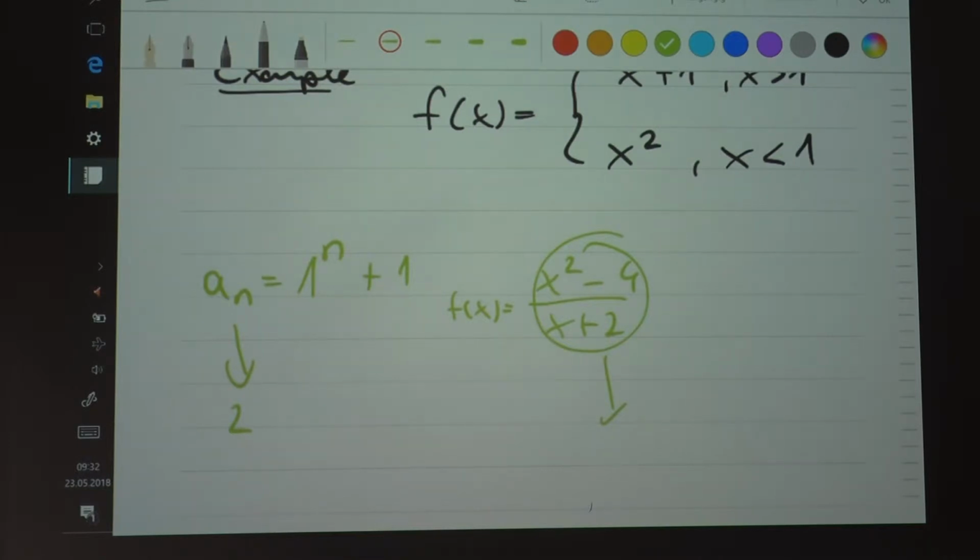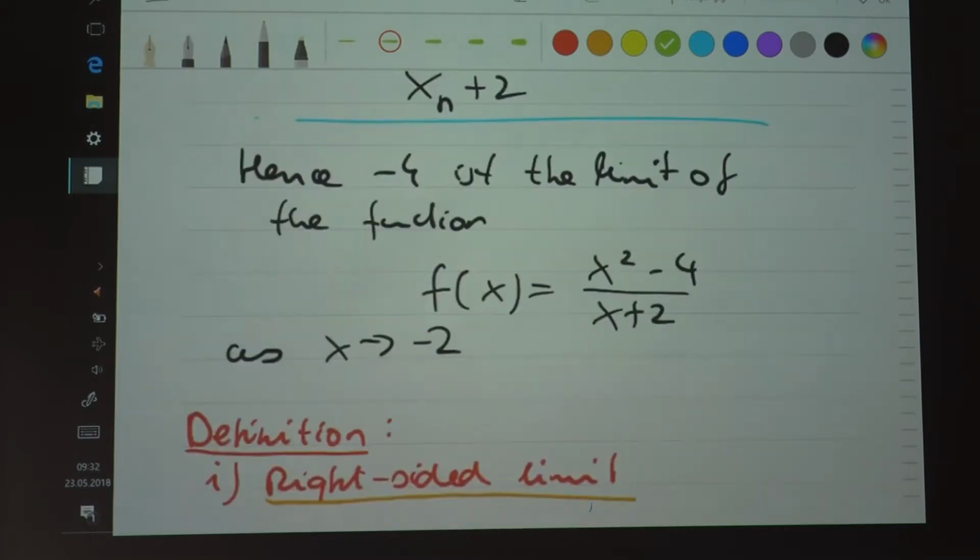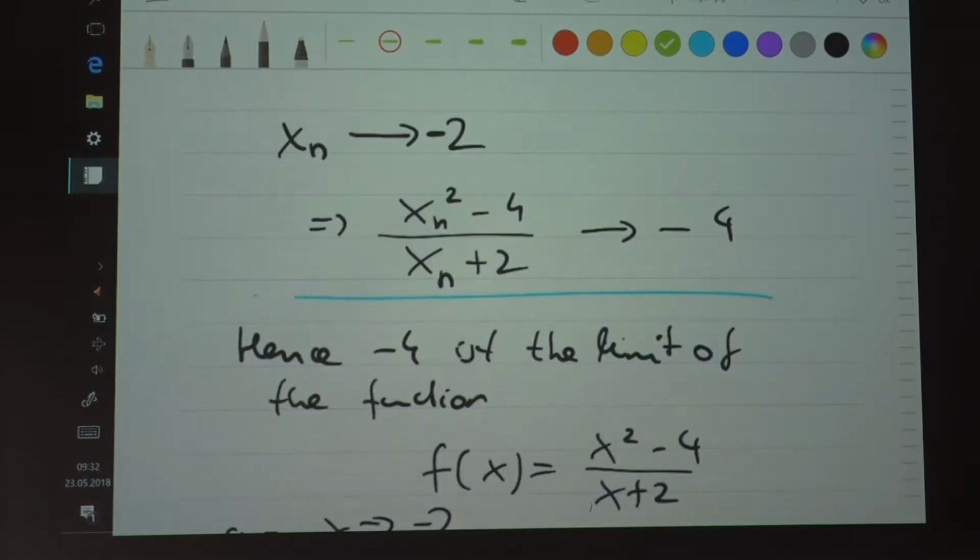But we cannot insert in this function the member of the sequence. Why not? Because it's 2 and it doesn't work. You have 0 in the denominator, sorry, and 4, so then it's equal to 0. We have to construct a sequence which is always minus 2. Then it doesn't work. But the limit will be equal to minus 4 always. The limit is always minus 4.